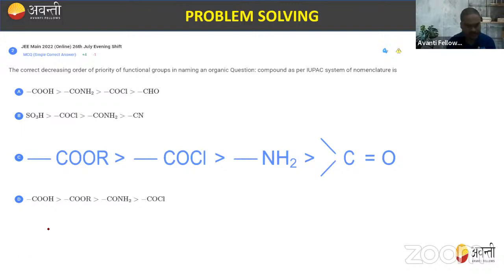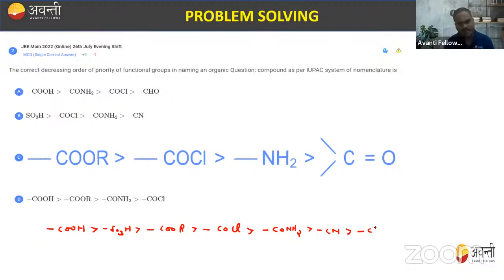This is the correct order. Maximum priority is for COOH, so this is the highest priority group. Then comes SO3H. Then comes COOR. Then comes COCl. Then comes CONH2. Then comes CN. Then comes CHO. Then comes C=O, that is the ketone group. And then comes NH2. So these are the priority levels.